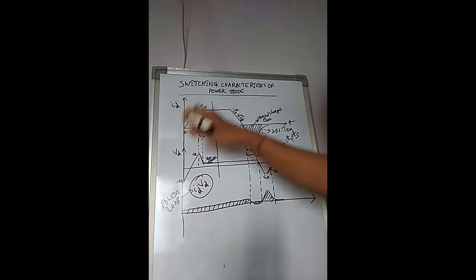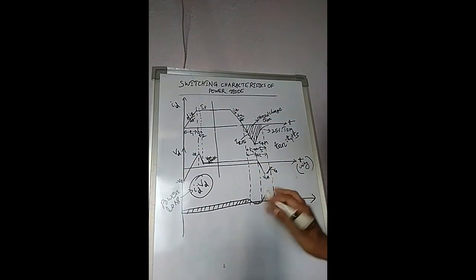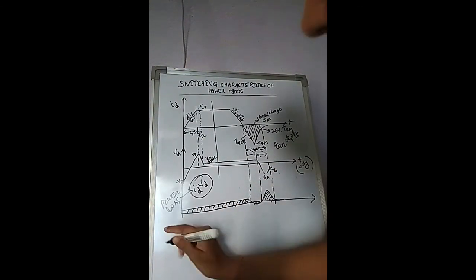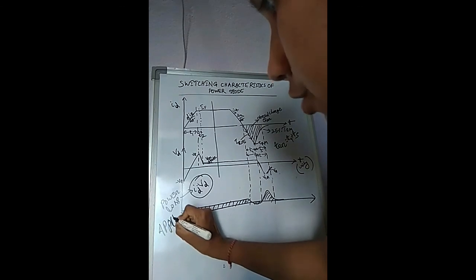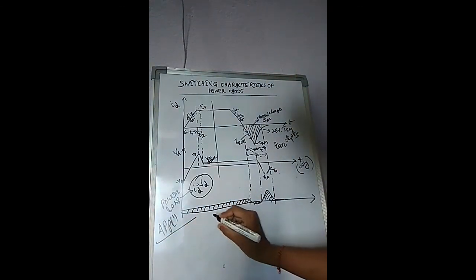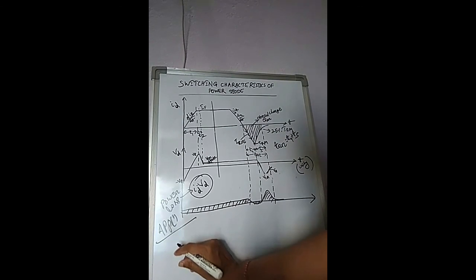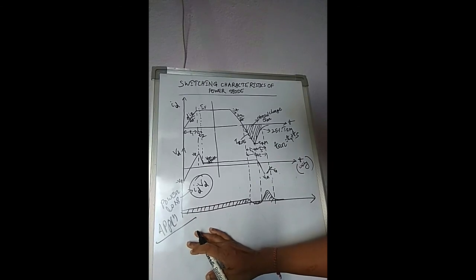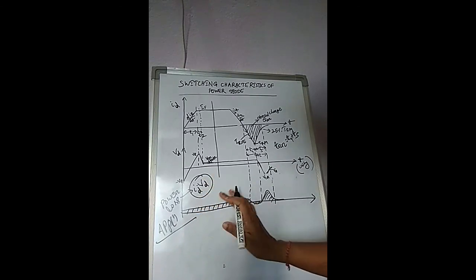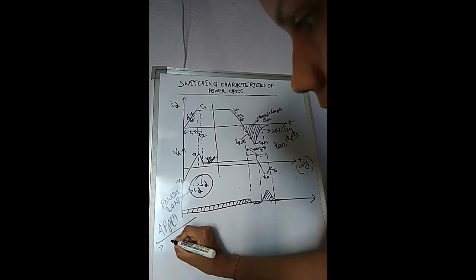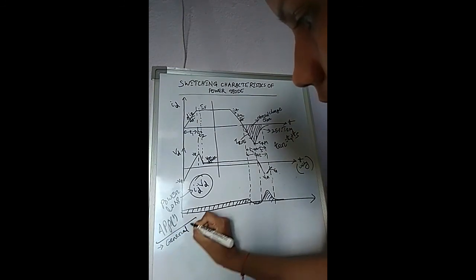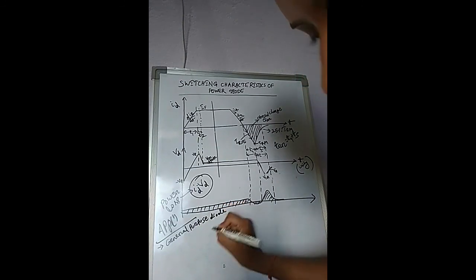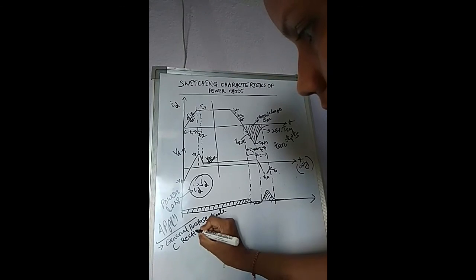Understood? So this much is all about the switching characteristics of a power diode, and the last part is the applications and different ratings. I write it in bullet form so that you can understand the main applications of a power diode and the different ratings. First is the general purpose diode, which is normally used in rectifiers.